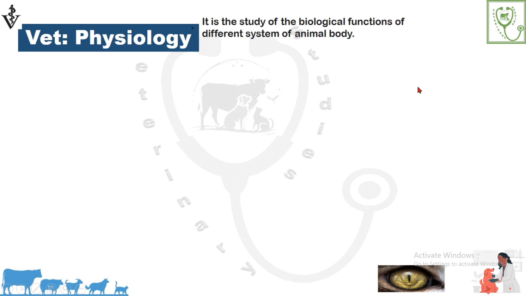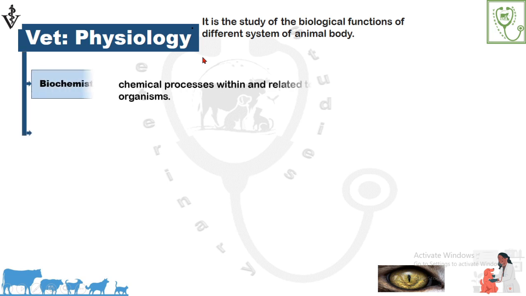Now, veterinary physiology. It is the scientific study of the biological functions of the different systems of the animal body. Veterinary physiology includes biochemistry. In this we study the different biochemical processes which take place in a living organism. So in this we study the enzymes, hormones, metabolism of the animal body and the biochemical processes which take place in the animal body.